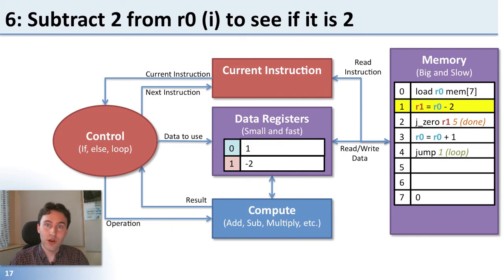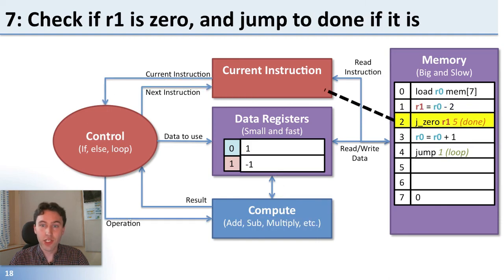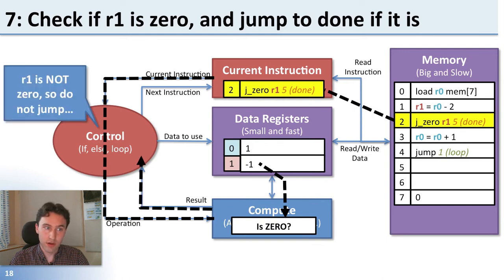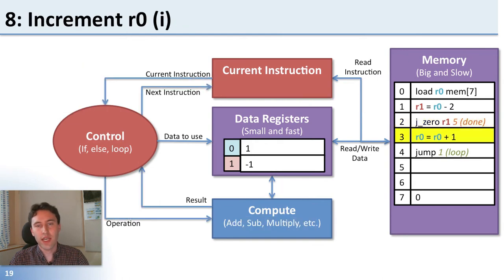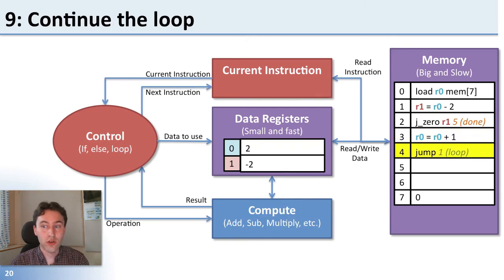Now we're going to subtract 2 from R0 again to see if we've got to the end of our loop. We load the instruction. We choose subtract 2. We take R0, but now R0 is 1. We subtract 2. We store it in R1, and now the result is minus 1. We go on to our next instruction. Now we check if R1 is 0. Well, we look at R1, now it's minus 1, so it's not 0, so we're not going to jump. Now we go on to the next instruction. The next instruction is to increment R0 again, so we load that instruction. We're now going to do an add. We take R0, we add 1 to it, we store it in there. Now R0 is 2.